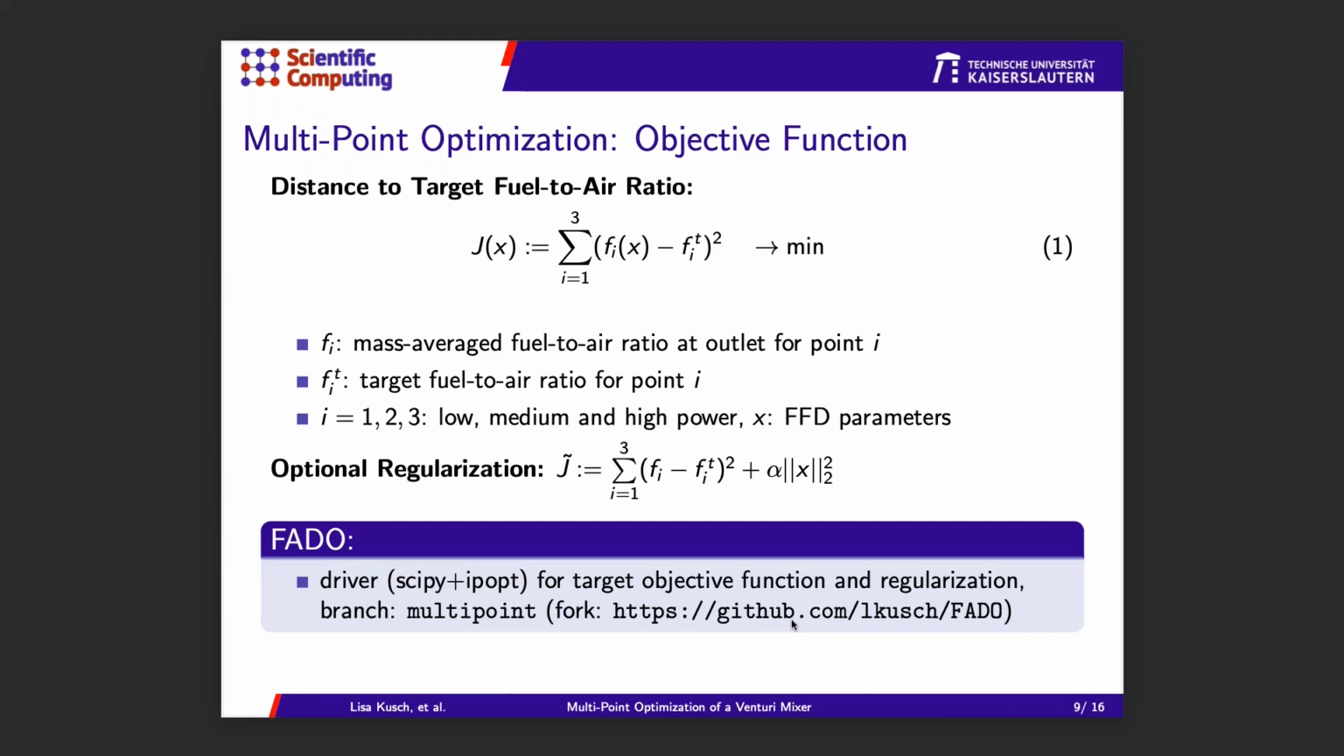What's worth mentioning is that one might optionally be interested in adding a regularization term if the problem is somehow ill-posed, but in our case it was not necessary. But you can find the targets, setting the target function and regularizing in my fork of FADO. So I'm using FADO as the framework for the optimization because it's quite convenient to set up the different cases for the multi-point setup.